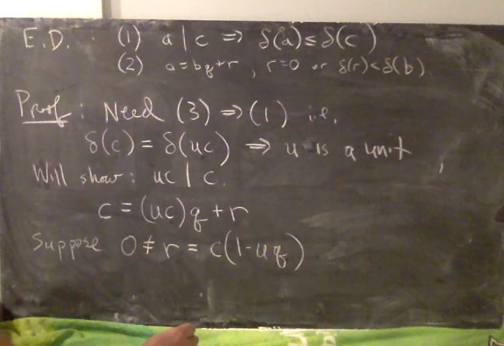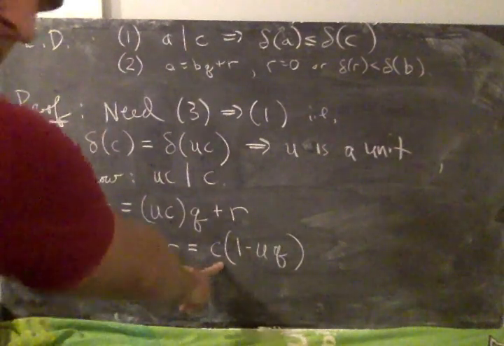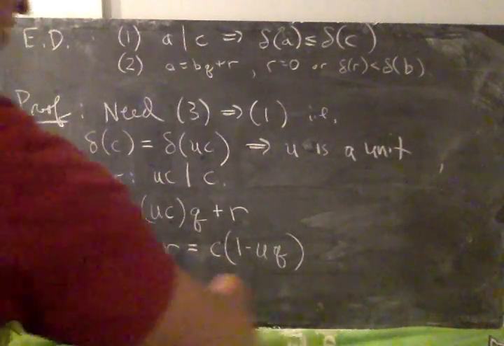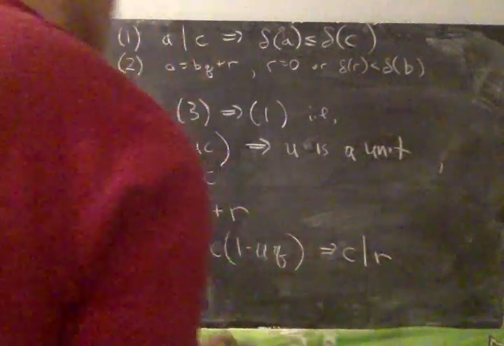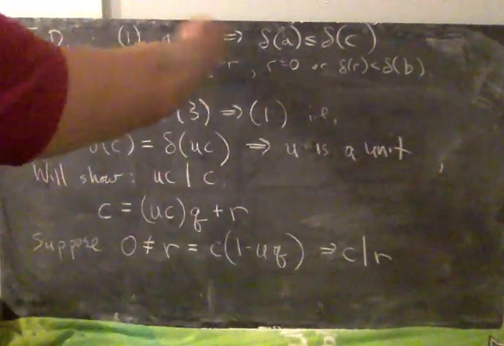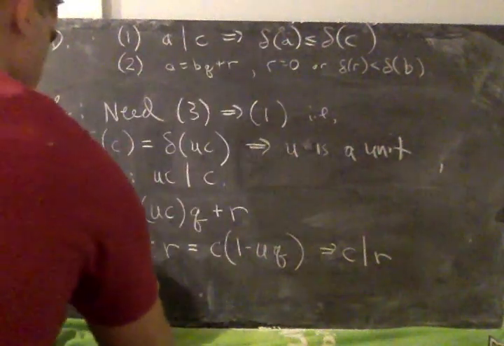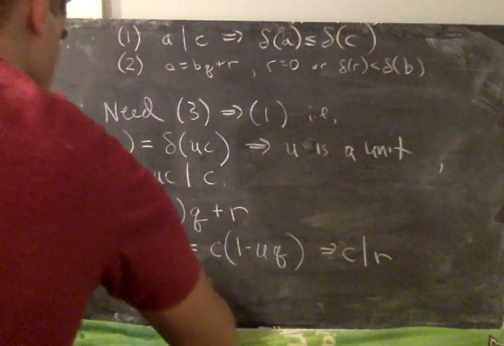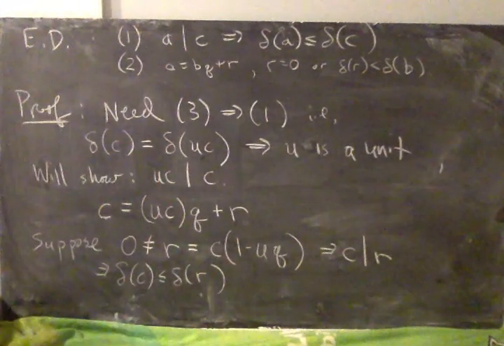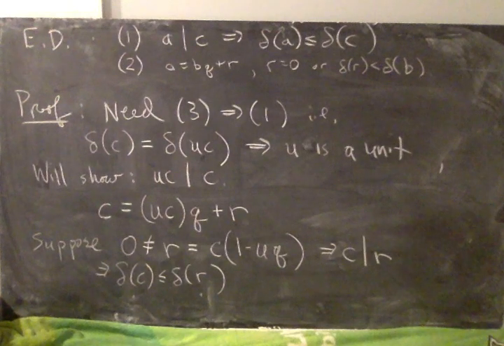Right? Then R is divided by C, right? So C is a divisor of R. So this implies that C divides R. And what we know about our function delta is that that immediately implies that delta of C is less than or equal to delta of R. Right? So that's something immediate.